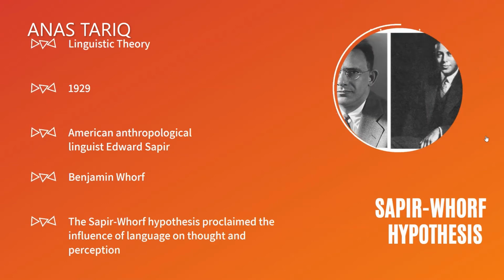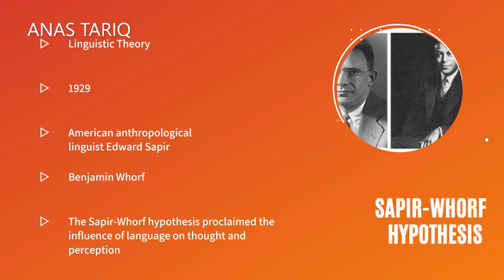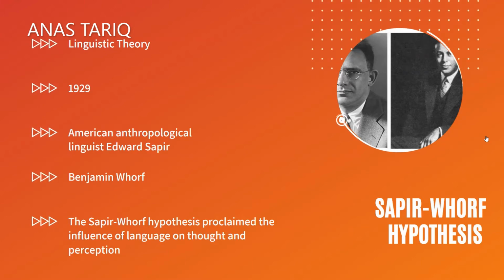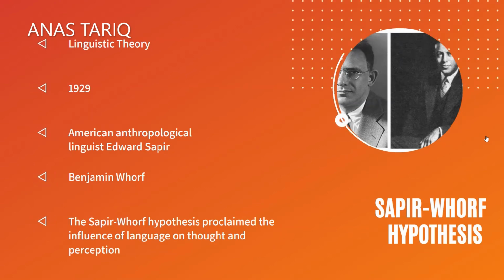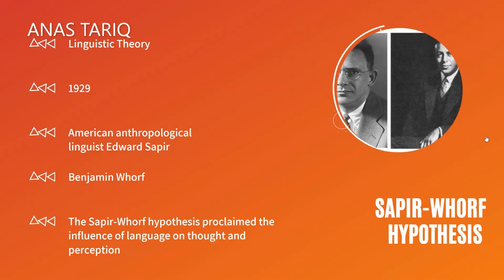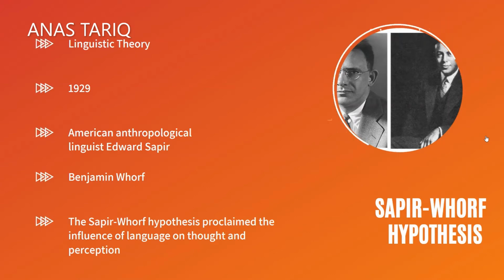The basic subject of the Sapir-Whorf hypothesis is the relation between perception and language. It describes how language and perception are related, how language and thought are related, and what is the impact of language on perception and thought.